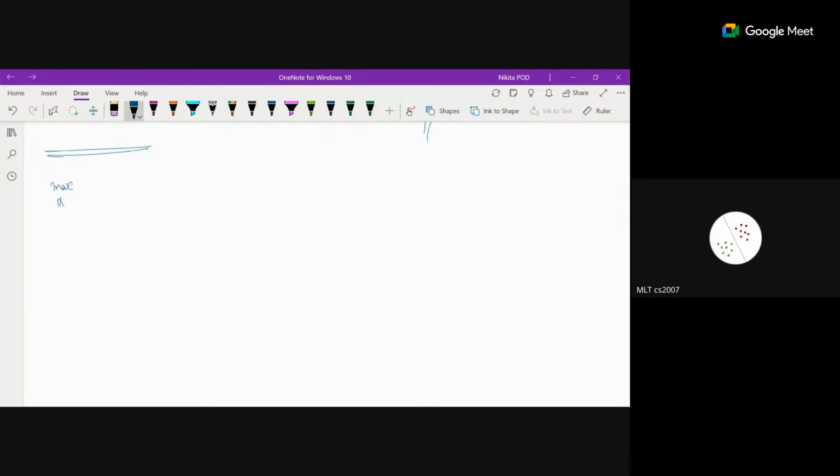max over alpha I greater than or equal to 0, min over w, of half of norm of w square plus sum over alpha I, where I is going from 1 to n, of 1 minus w transpose xi yi. This is my problem now.